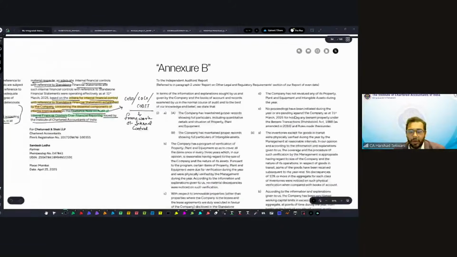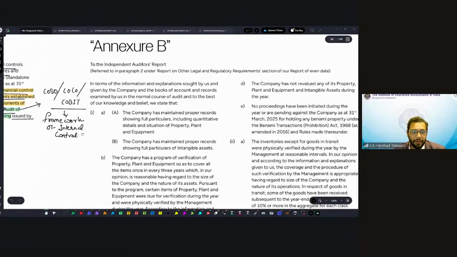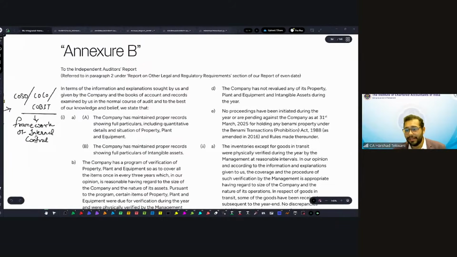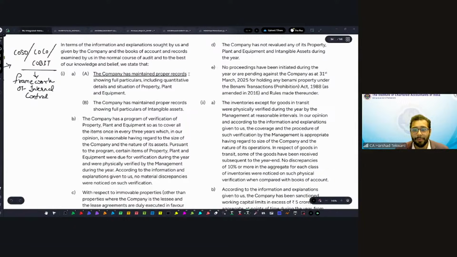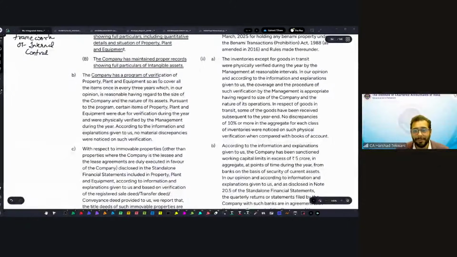That is clause 24. This is the CARO, Annexure B, in one of the publicly available reports. Now let's go to point one, para 3.1. The company has maintained proper records showing full particulars, including quantitative details, of the situation of plant, property and equipment. The company has maintained proper records showing full particulars of intangibles. The company has a program of verification of plant, property and equipment to cover all items once every 3 years, which in our opinion is reasonable having regard to the size of the company and nature of its assets. So here they are saying that once in 3 years is reasonable.